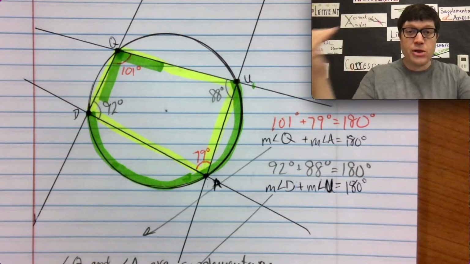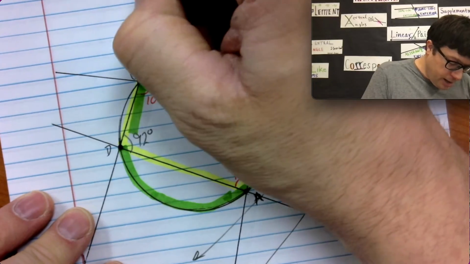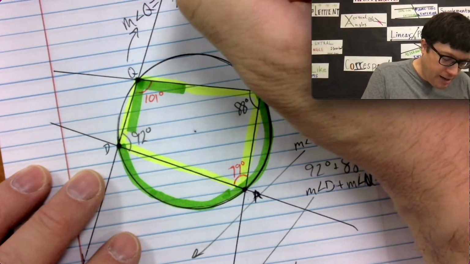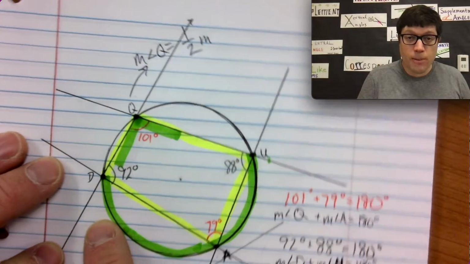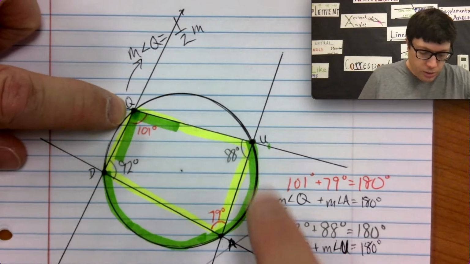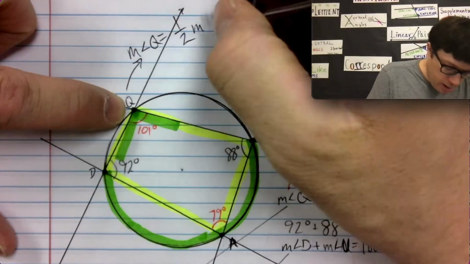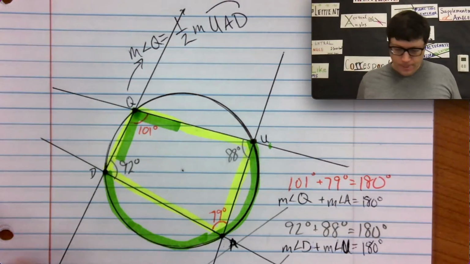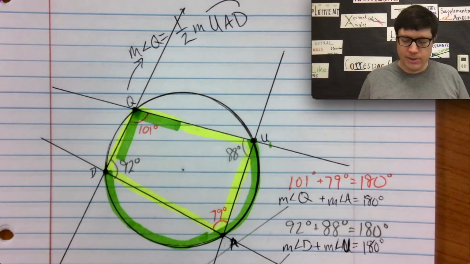So I can say this statement right now. I can say right here, the measure of angle Q is 1/2 the measure of the arc that it's across from. So angle Q has UAD as its intercepted arc. Okay. Also, different colors. I've got 4 highlight colors happening here.